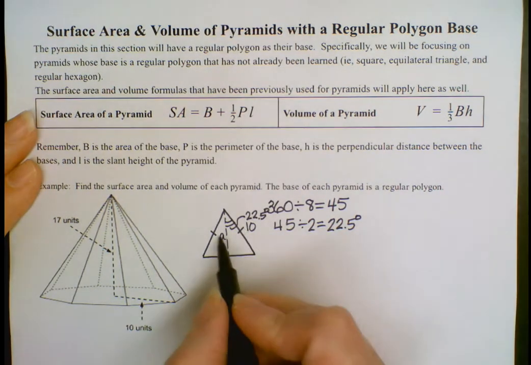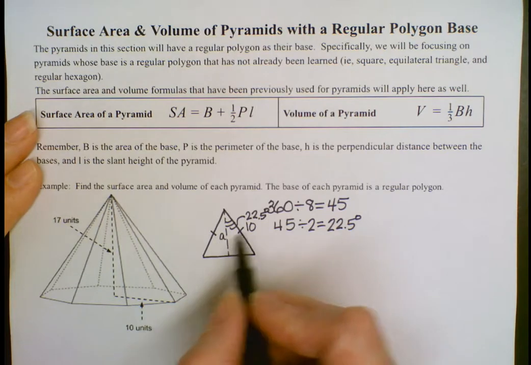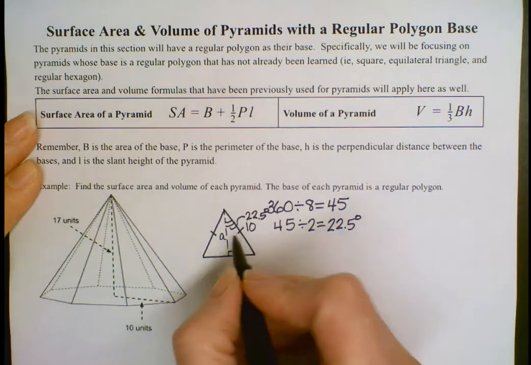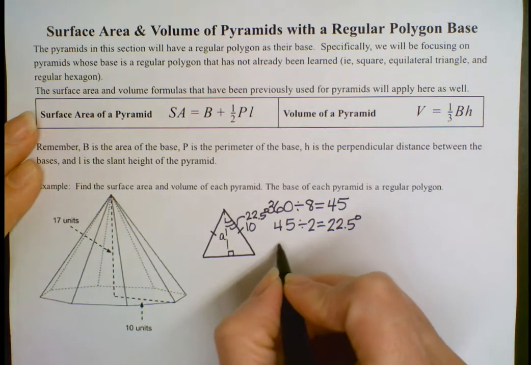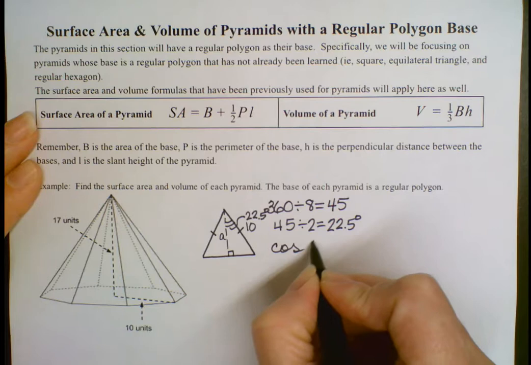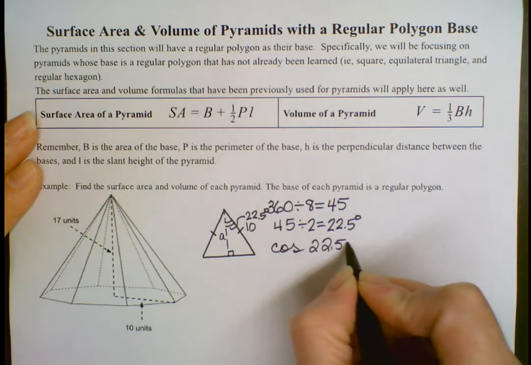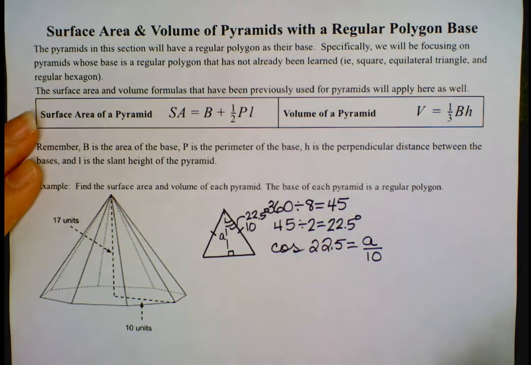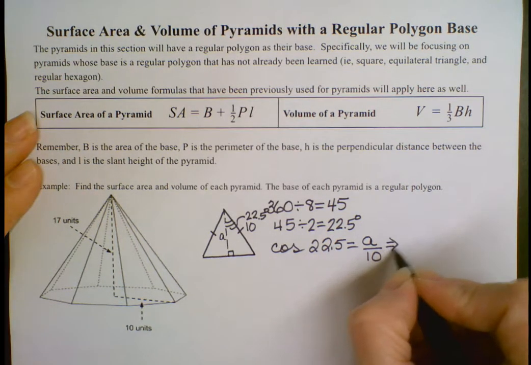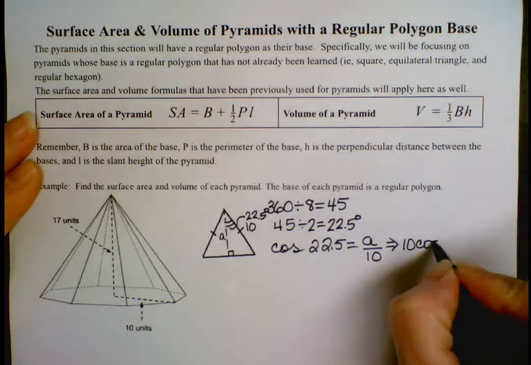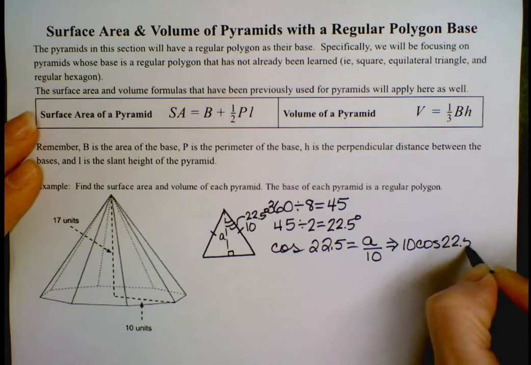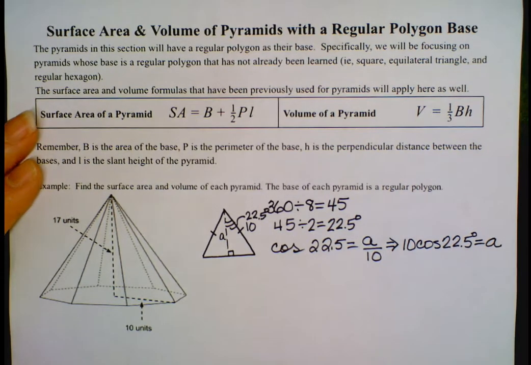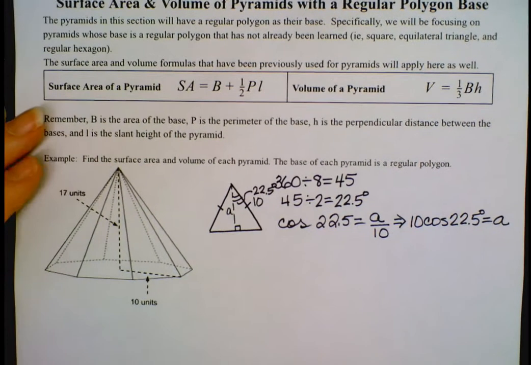Okay, so to find the length of the apothem, it is the adjacent side, the 10, of course, is the hypotenuse, opposite that right angle. So in this case, adjacent and hypotenuse means a cosine function is useful. So the cosine of 22.5 degrees equals the adjacent over the hypotenuse. When we multiply both sides by 10, we get 10 times the cosine of 22.5 degrees equals the apothem. So we'll use that in a moment when we're ready to find the area of the base itself.